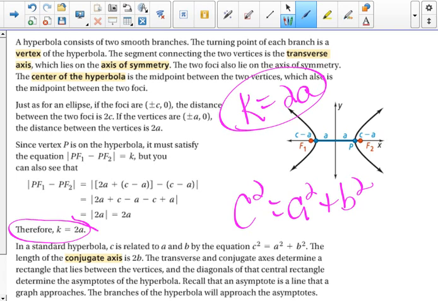The length of the conjugate axis is 2b. Are you okay, hon? Do you want to go to the nurse? No. Okay. All right, so, well, let me know if that changes, okay?